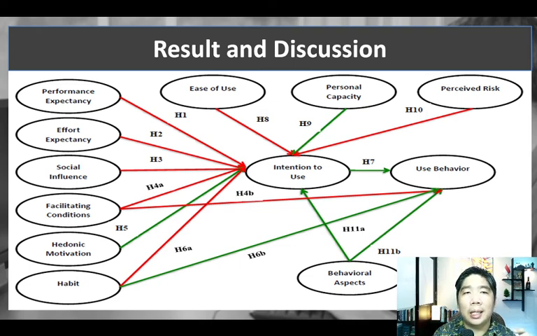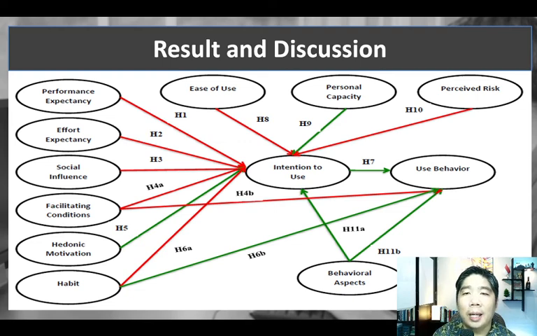Okay, now let's talk about hypothesis 11A. It's from the behavioral aspect to the intention to use. The behavioral aspect has a significant effect on the intention to use. This is consistent with the results showing a higher intensity of using mobile payment in 1 week, which is 5 until 10 times.